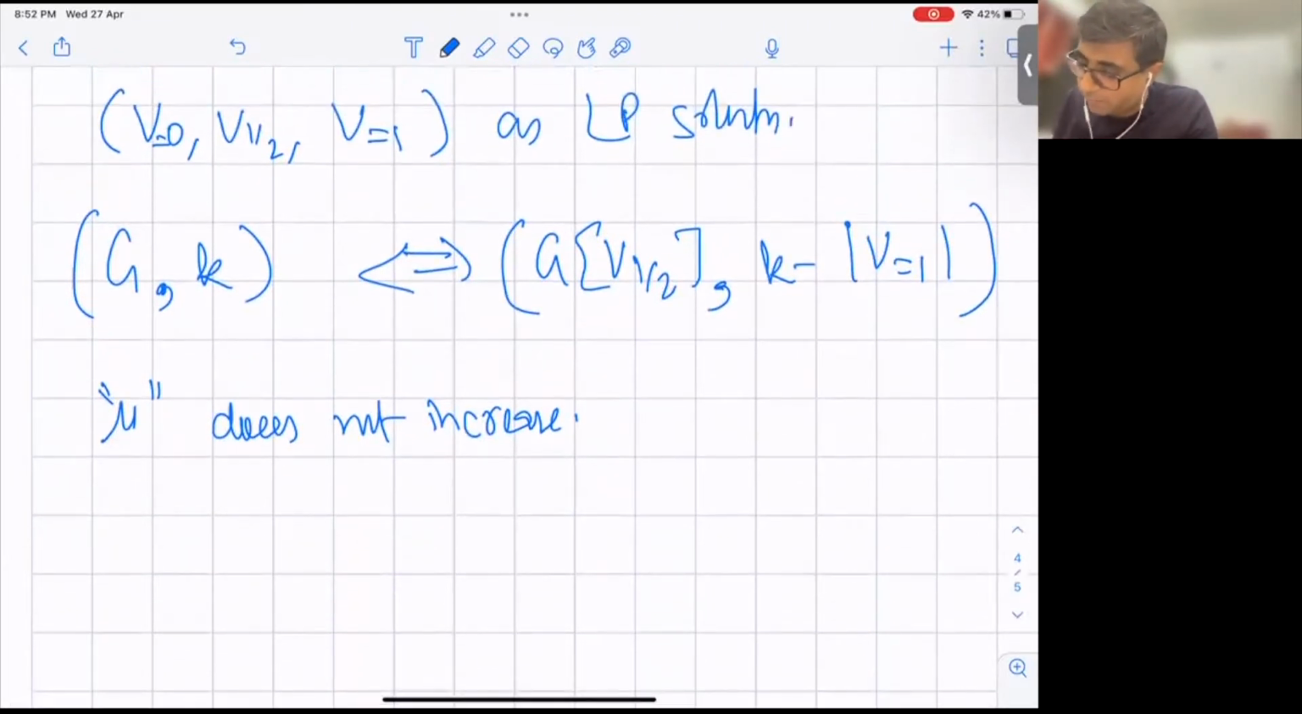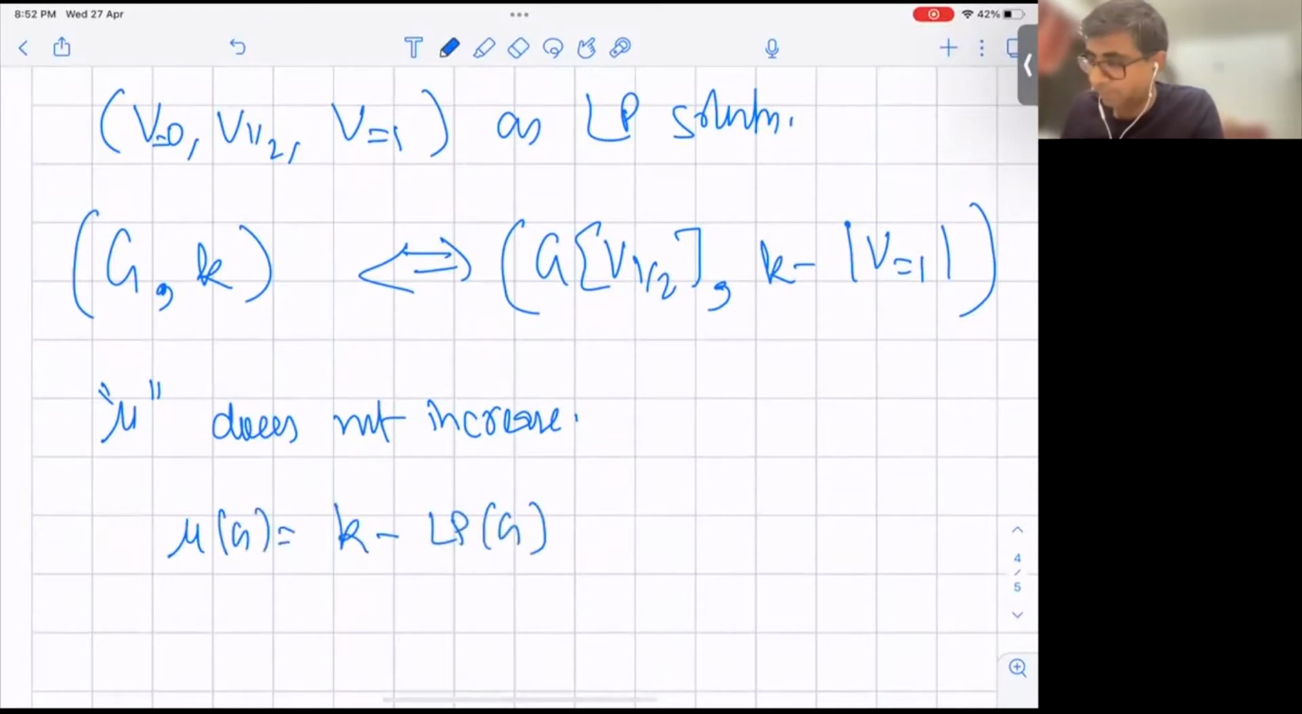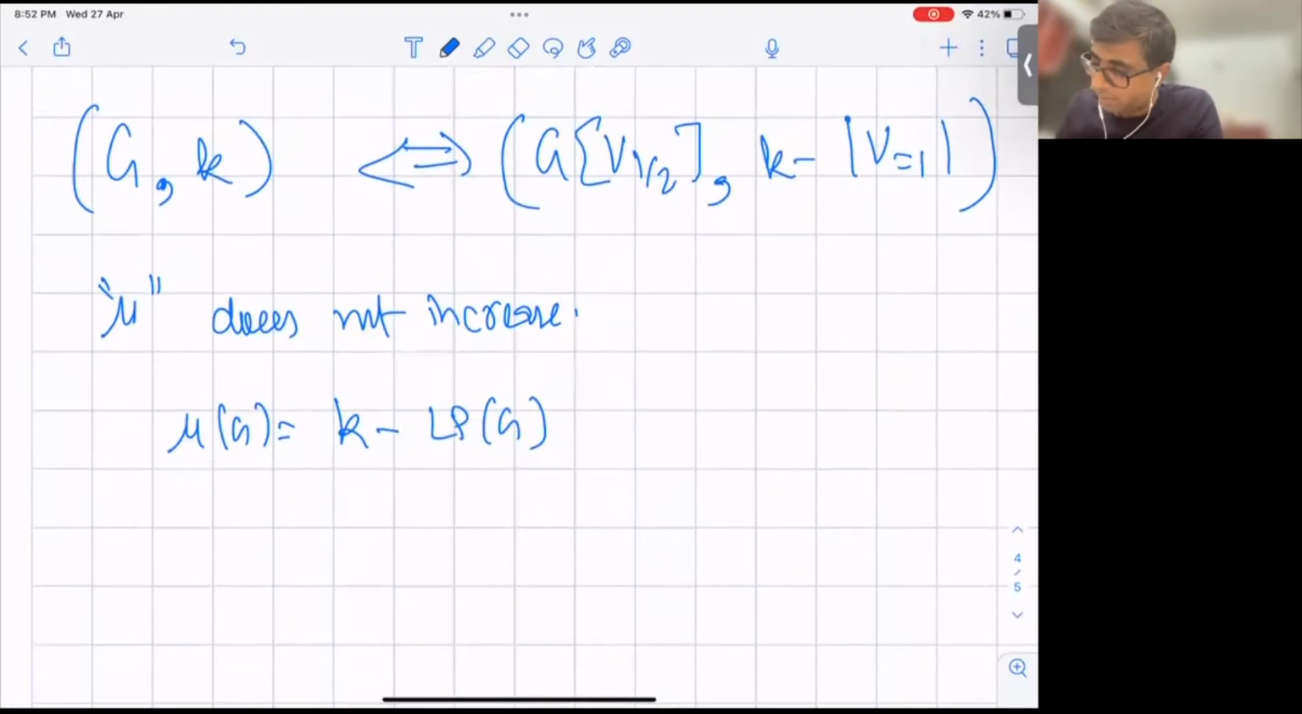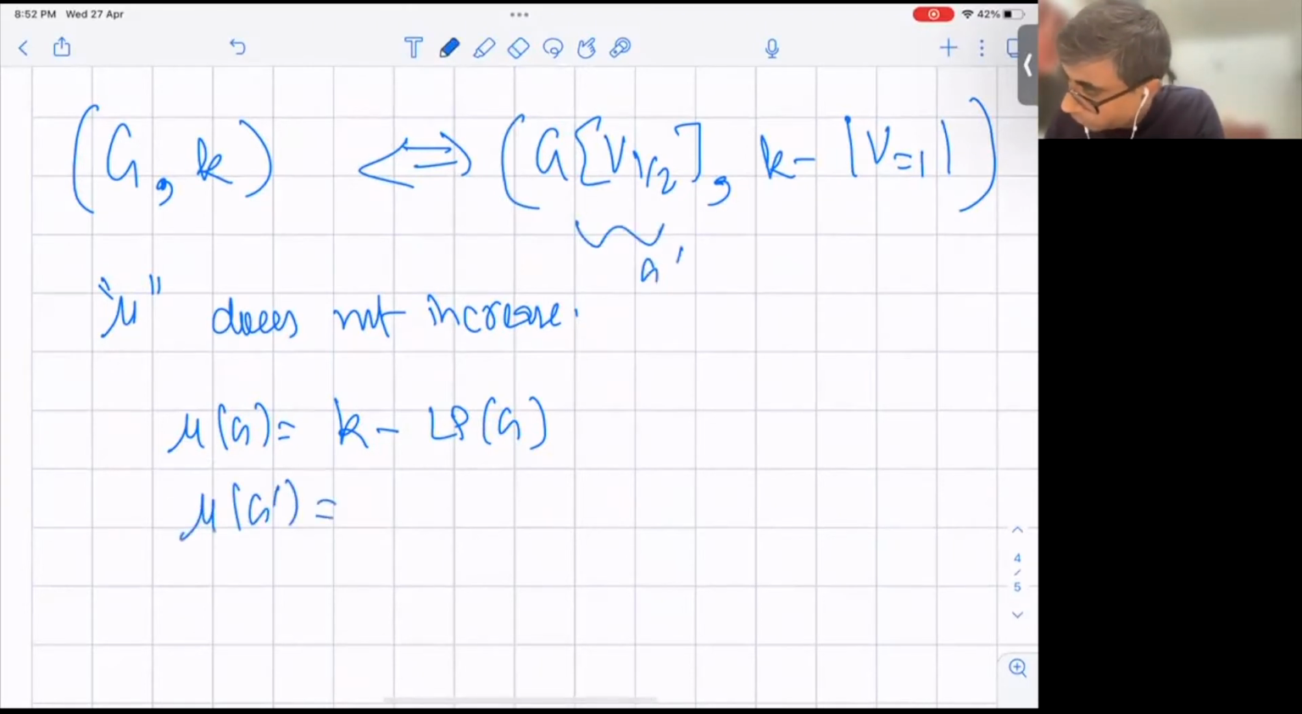So what is the measure of the left-hand side? The left-hand side measure is k minus LP of G. And what is the measure of, let's call this graph, G prime one.